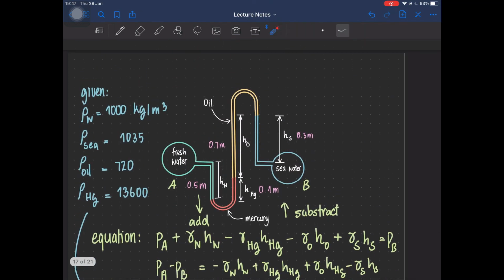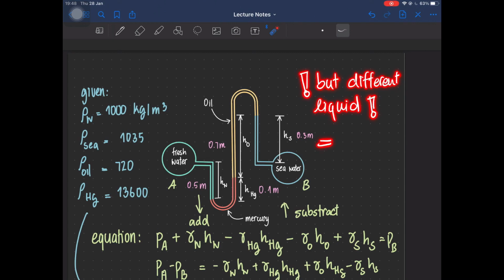We can take a look back at the diagram again. We can see that the fresh water and the seawater are actually at the same level, or the same elevation in the manometer. So normally if two liquids are at the same level, it means that the pressure is the same. But here we have different liquids, so don't be tricked by how it's at the same level. If it's a different liquid, it means that it has a different pressure all the time.